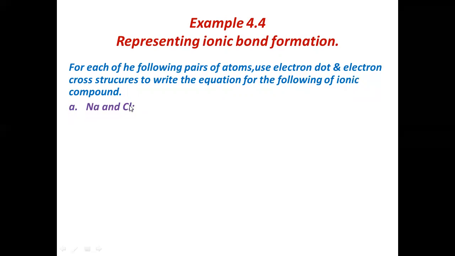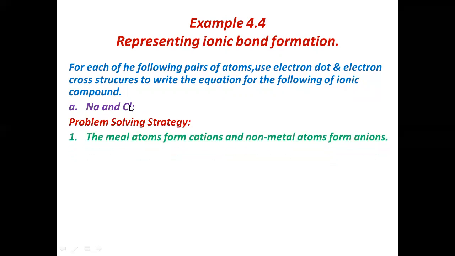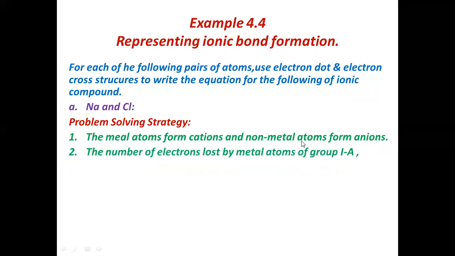The first case is sodium and chlorine. So we have to solve the problem by following steps. The metal atoms form cations and non-metal atoms form anions. Metal loses electrons and non-metal gains electrons. The number of electrons lost by a metal atom of group 1A, 2A and 3A is equal to the group number. In group 1A the element loses 1 electron, 2A loses 2 electrons and 3A loses 3 electrons.